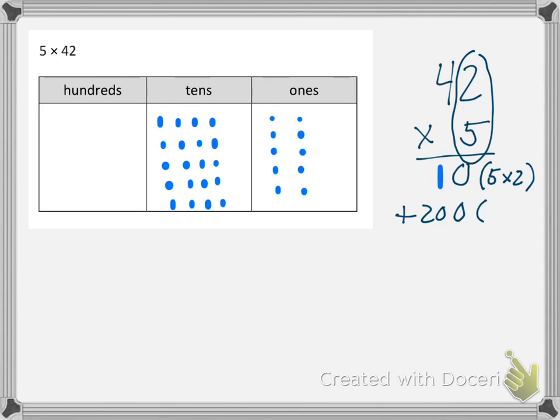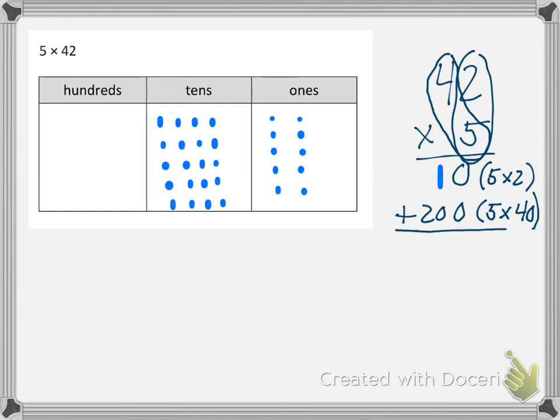So how we got that was 5 times 40. Okay, because 4 tens equals 40, and we have 5 groups of it. And that's what we're doing here. That's 4 in the tens place, so 40 times 5 is 200.